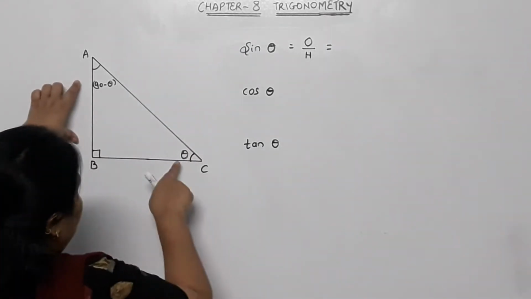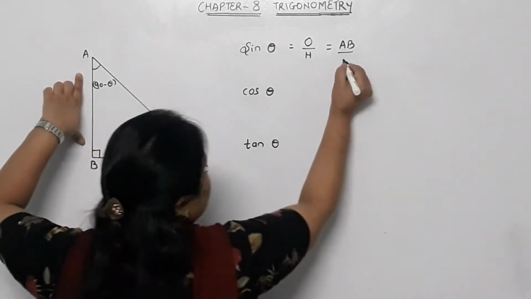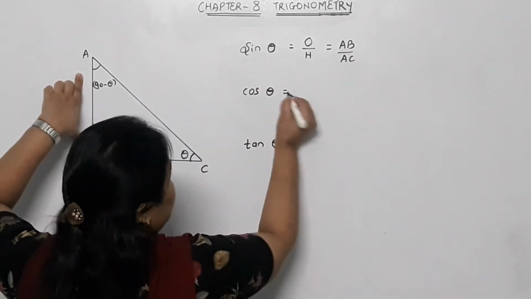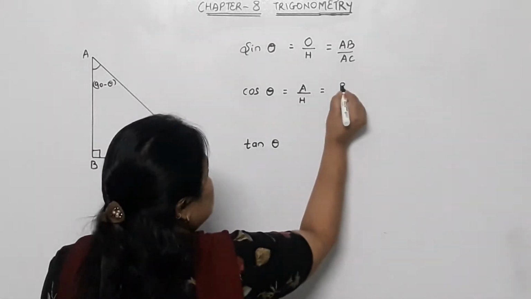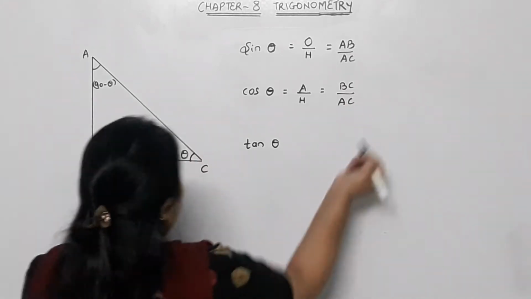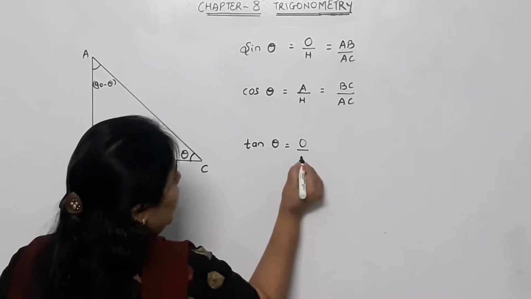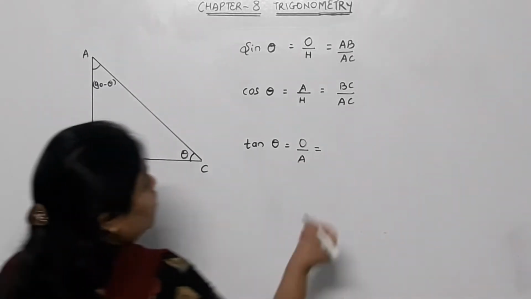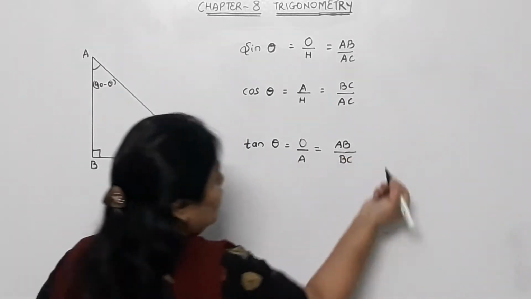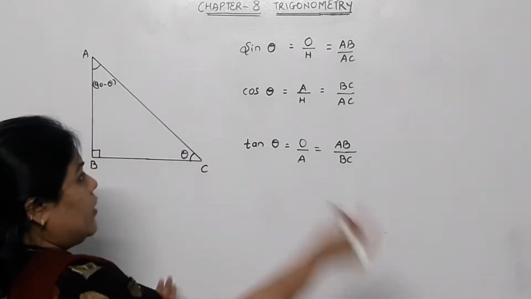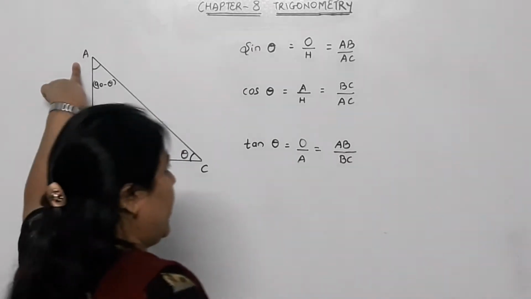So opposite of theta is AB upon hypotenuse AC. For cos theta it is adjacent upon hypotenuse, so BC upon AC. And tan theta means what? Opposite upon adjacent. So that is equal to AB upon BC. Right? Now we'll see another three ratios of 90 minus theta, that is of angle A.